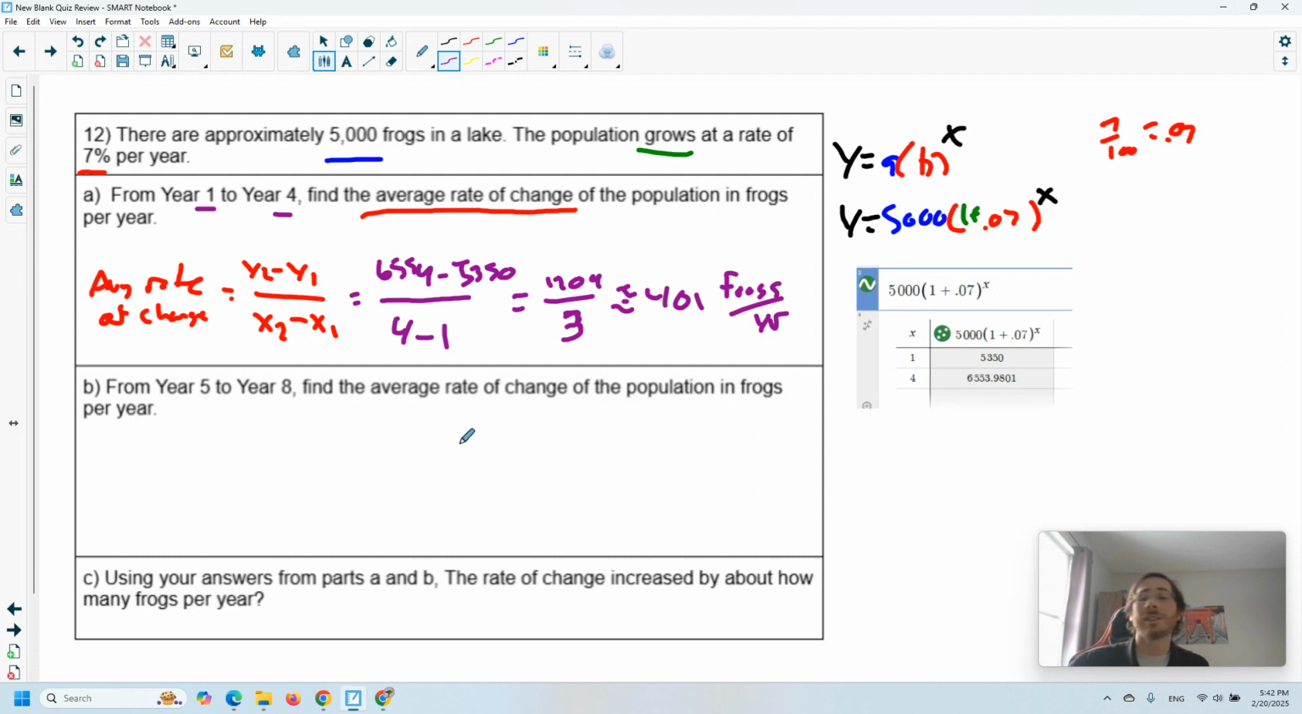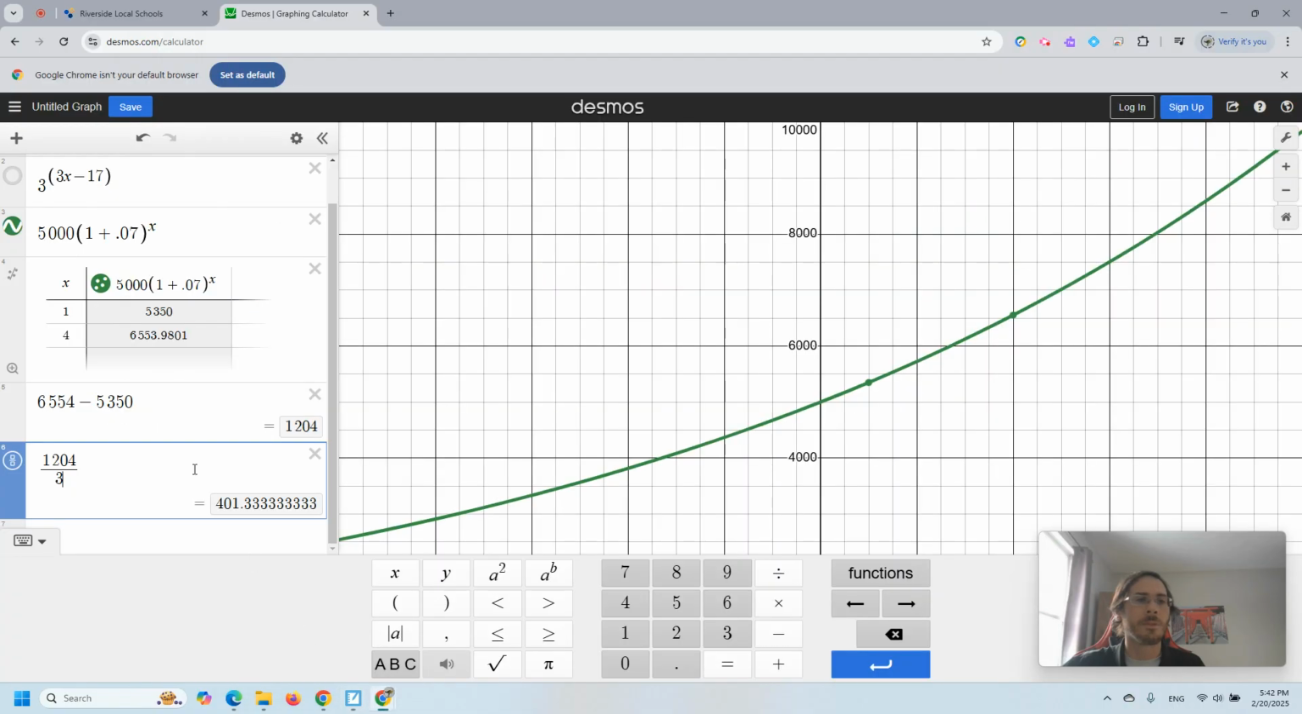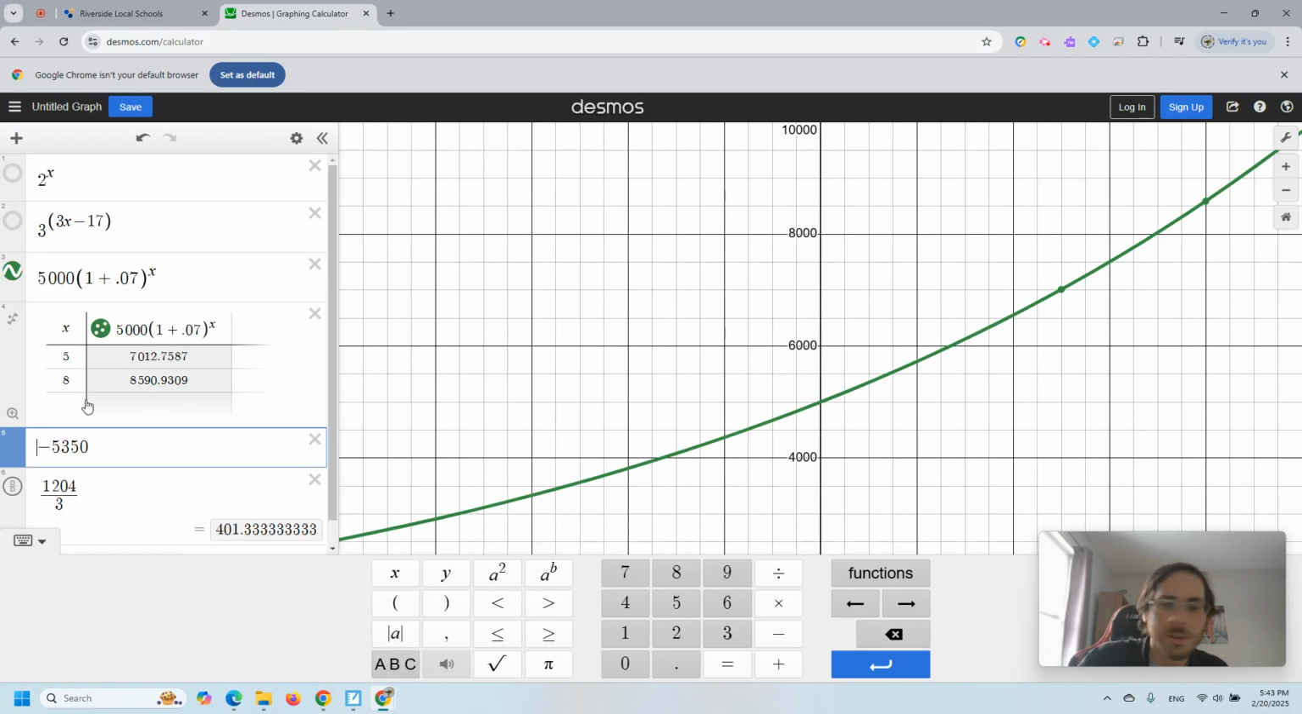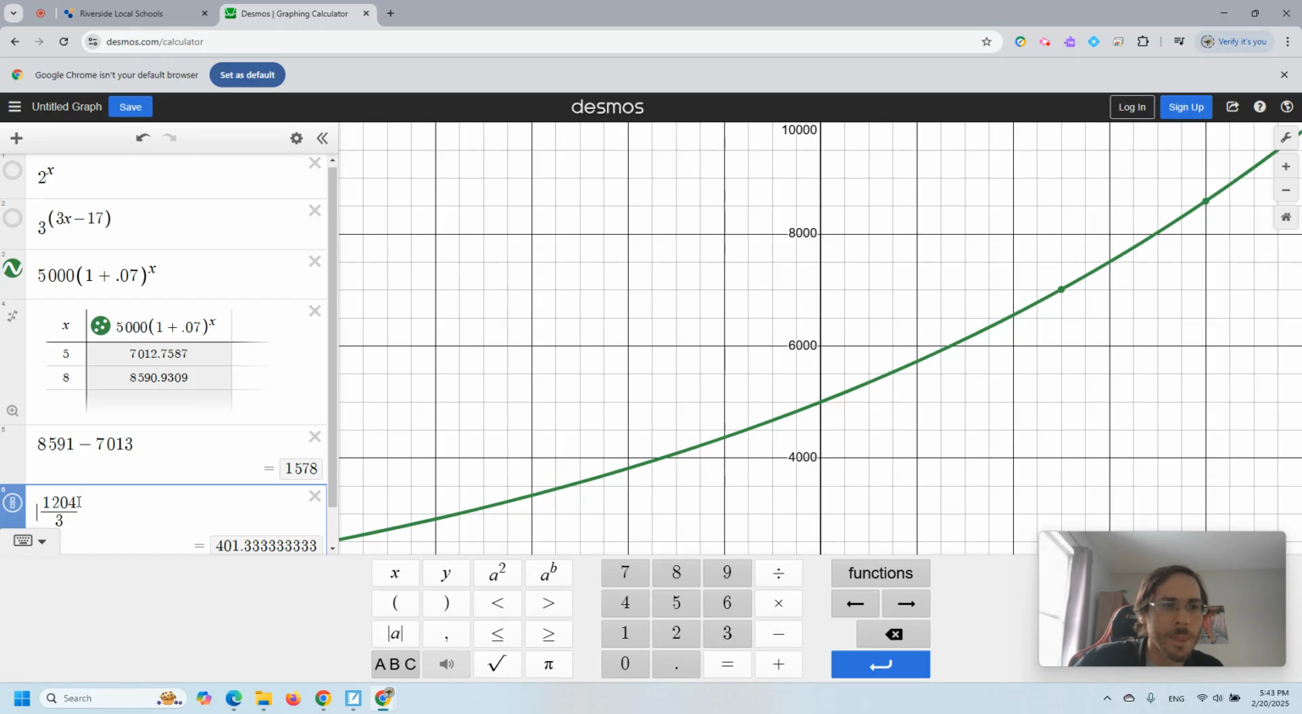All right, so we got to do the exact same thing, but now we got to go from 5 to 8. Well, that's pretty easy because we can just make this a 5. This is why I like the table. Make this an 8, and I can read those numbers off pretty well. So 8590, 91, it'll round up. 7013, and then 1578 divided by 3.